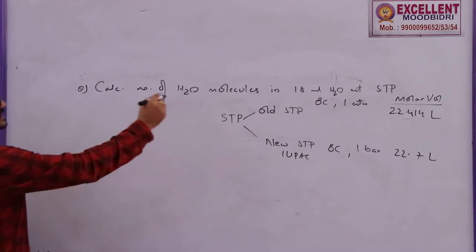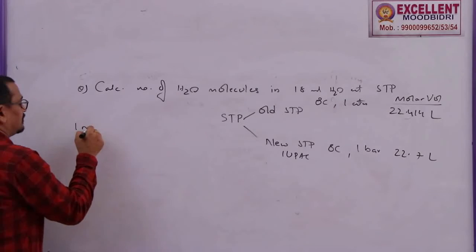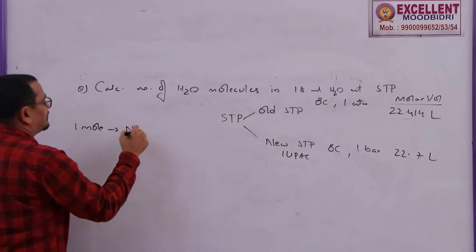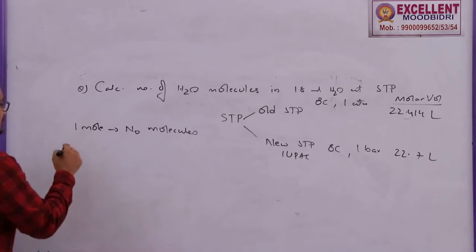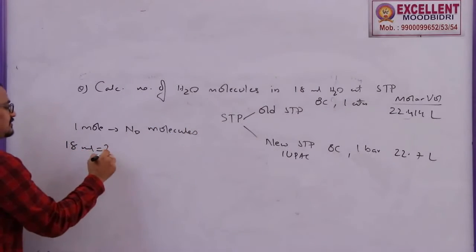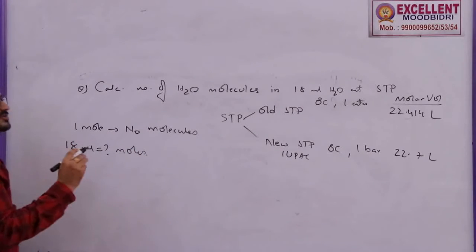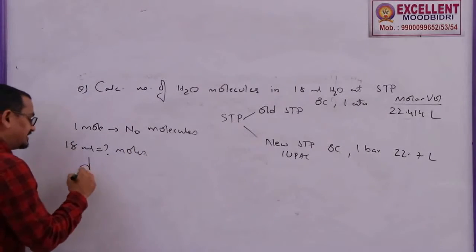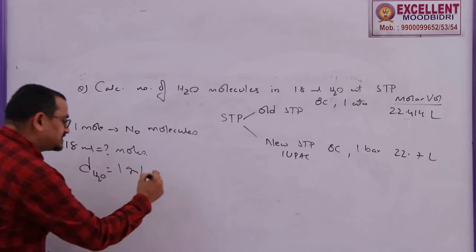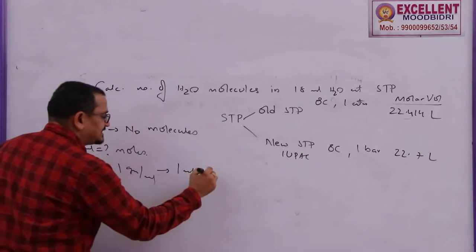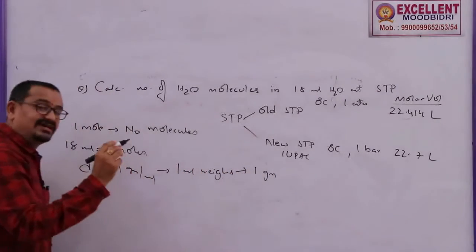Calculate the number of water molecules in 18 ml of water. We know that 1 mole has Avogadro number of molecules. Then 18 ml is equal to how many moles? Immediately we have to go to this point. We need to remember that the density of water is 1 gram per 1 ml. What is meant by this? 1 ml weighs 1 gram.